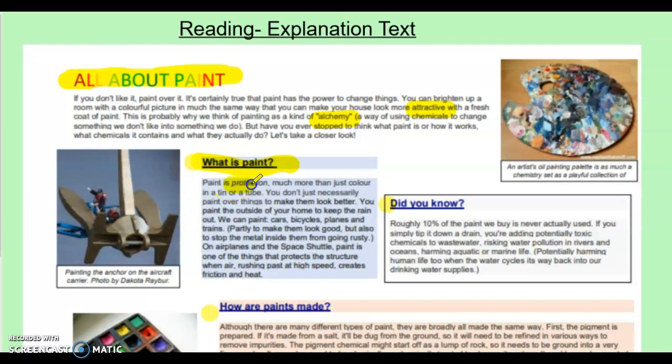Paint is protection. That word, protection, I've heard it before, but I'm not really sure if I could explain what that word means. So I'm going to highlight it. I'm going to skim over the words again. Necessarily, that's another really tricky word that I'm not too sure what it means. I don't think I'd be able to explain it to somebody. And then here, rusty. That word's a little bit tricky, and I might even highlight this word, protects, as well. Or structure. Now I've gone through the first 2 paragraphs, and I've highlighted all of the tricky words I'm not too sure what they mean.